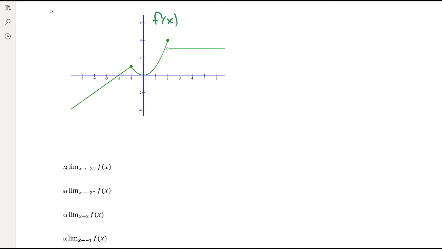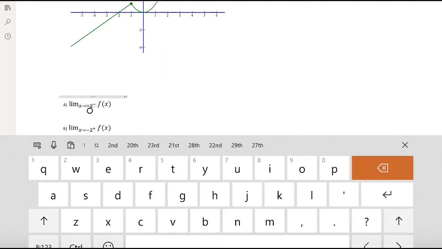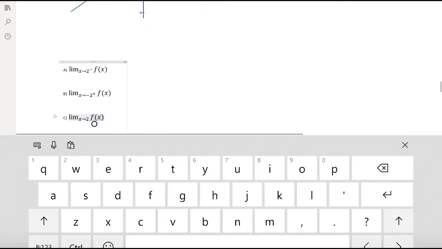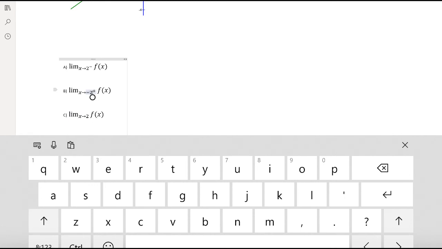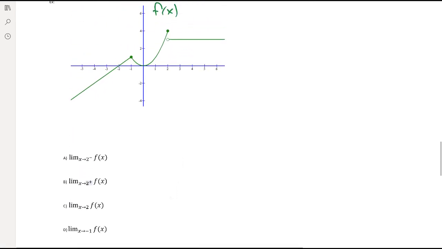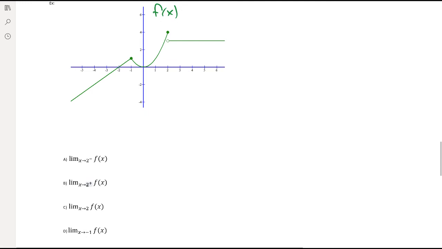find the limit. Once again, I got these negatives in here. Let me get rid of those. Okay, sorry about that. Okay, so here we go. So let's find the limit as x approaches a positive 2 from the left. A positive 2 from the left.